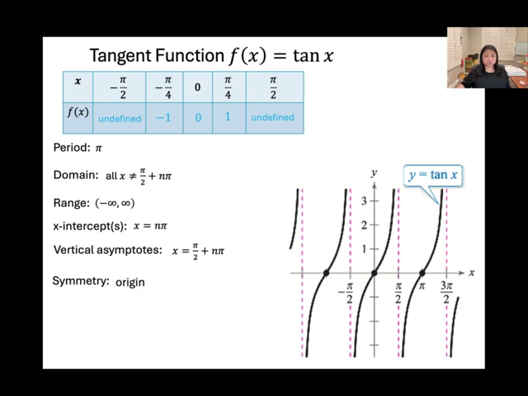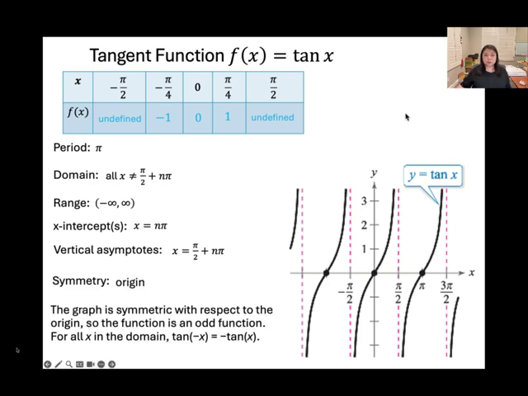And then symmetry is going to be on the origin, right? So we say the graph is symmetric with respect to the origin. So the function is an odd function. For all x in the domain, tangent of negative x will be equal to negative tangent x. So this is an odd function.